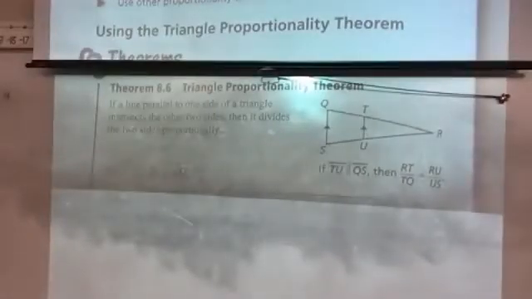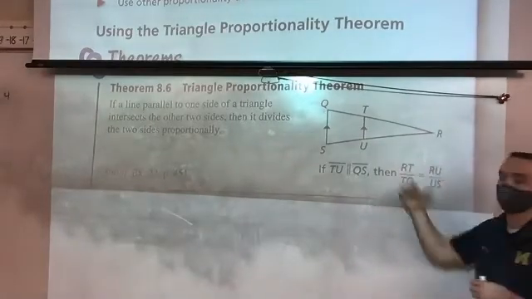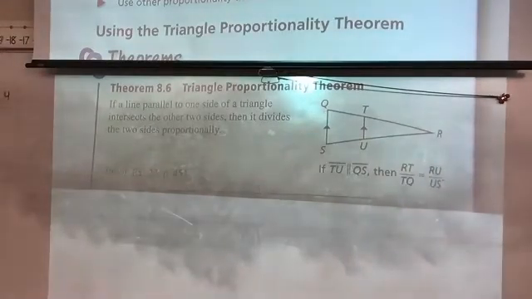All right, so 8.4, 446. We have 4 theorems to talk about, and all of them are pretty similar to each other. I hate using that word in this chapter, but they're pretty close to each other. They're all about creating proportions. Okay, it's all creating proportions.